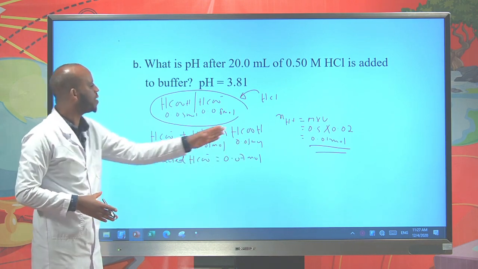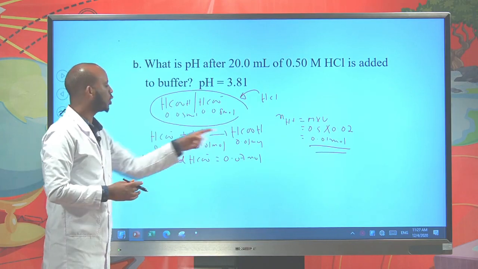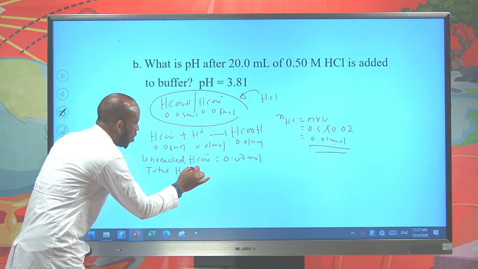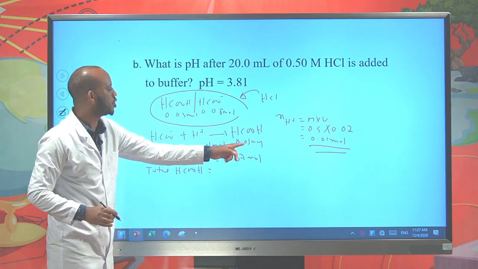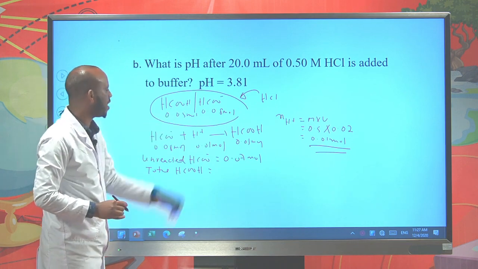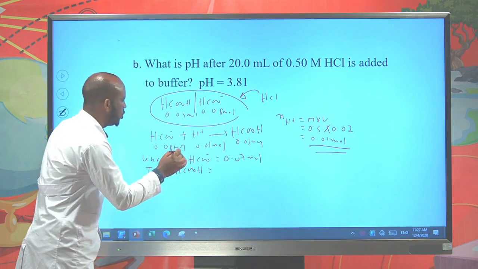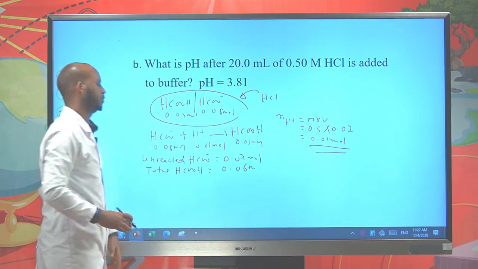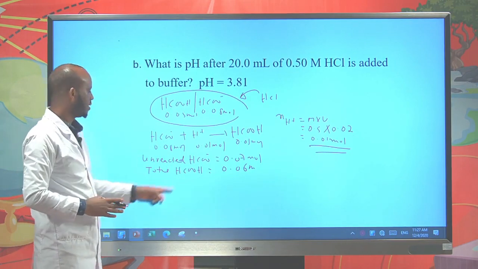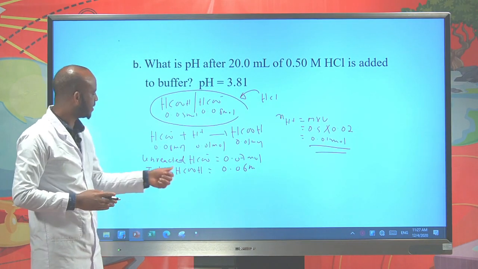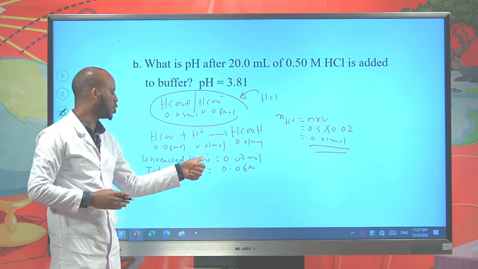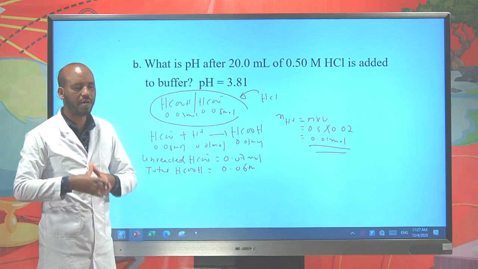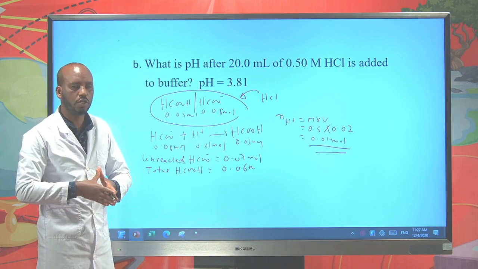There is formic acid in the buffer solution. Now total formic acid, HCOOH, equals 0.01 plus 0.05, which is 0.06 mole. The solution is still a buffer solution because it contains a weak acid and its conjugate base, formate. We can use the Henderson-Hasselbalch equation to calculate the pH of this solution.